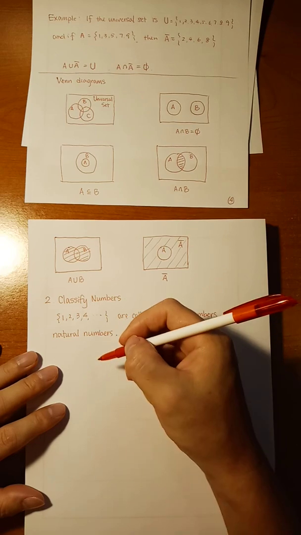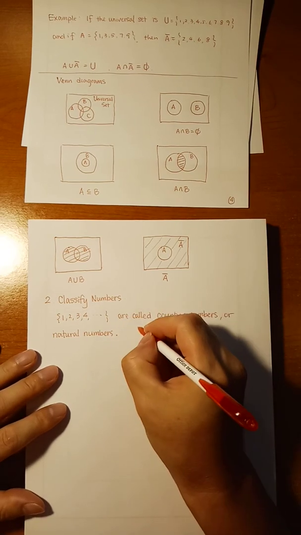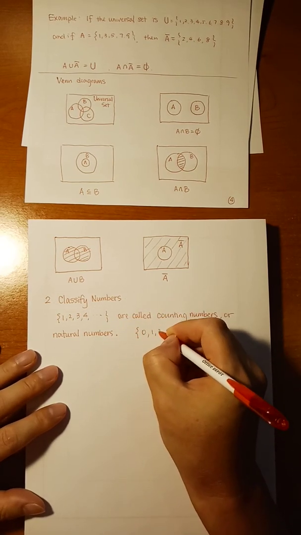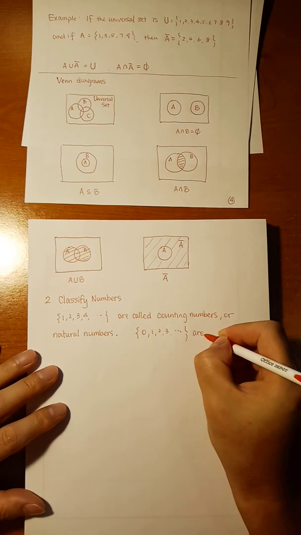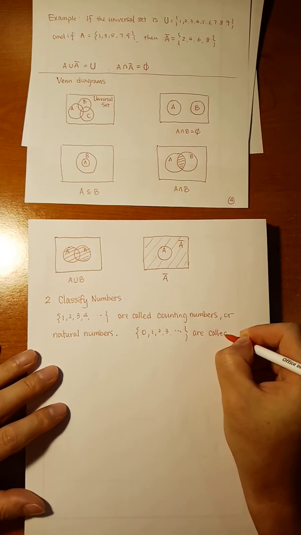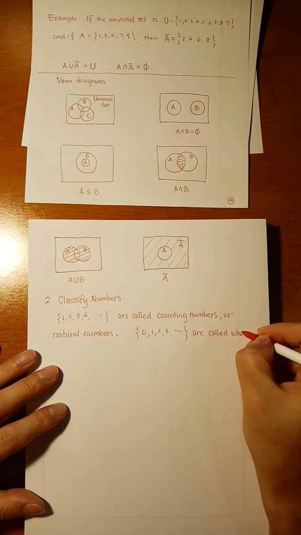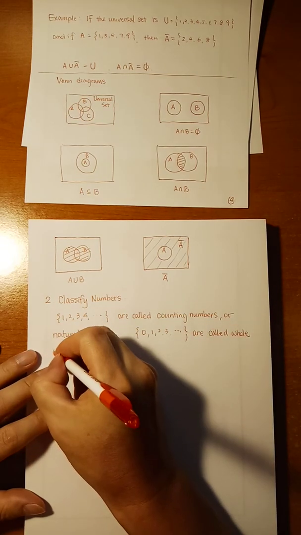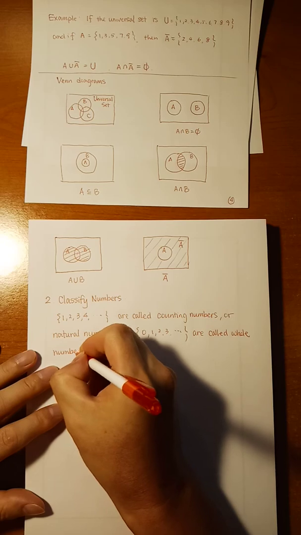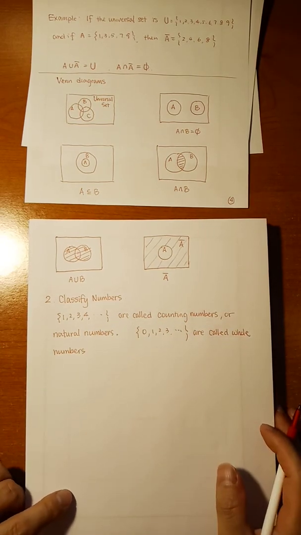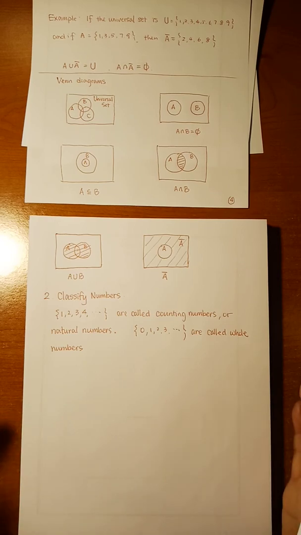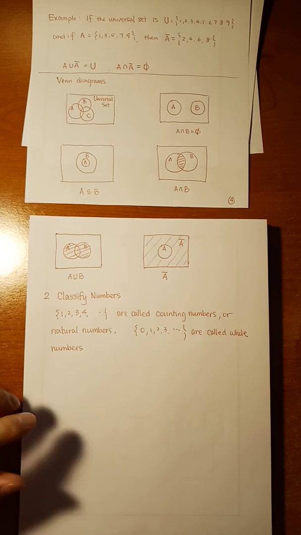If you want to add a 0 there, if you include a 0 in this set, this is called whole numbers. Zero is not a natural number, but 0 is still a whole number. It represents nothing, but still it's a whole number.